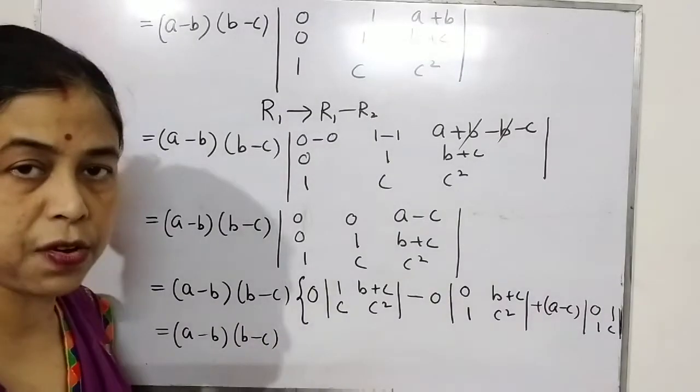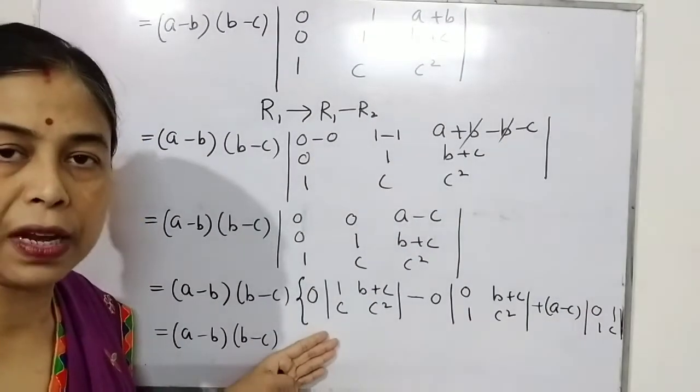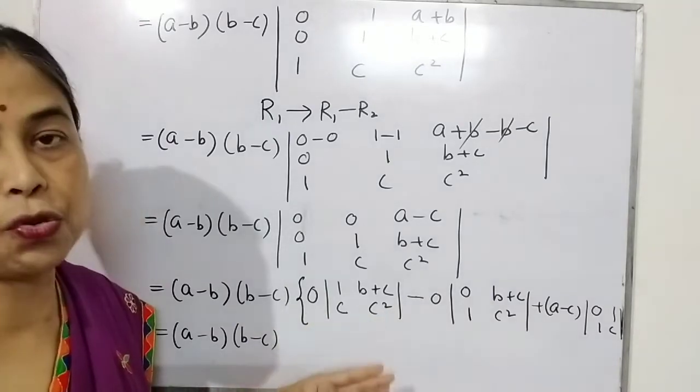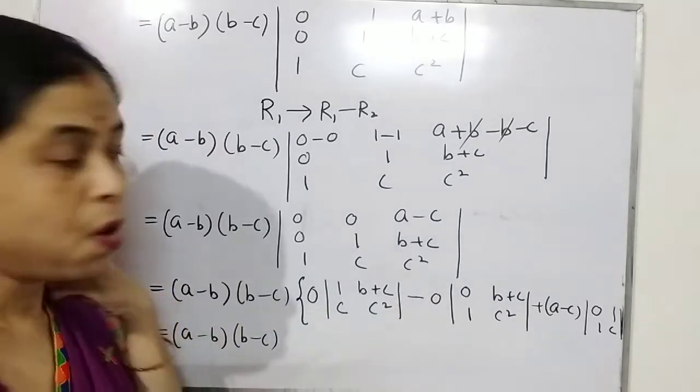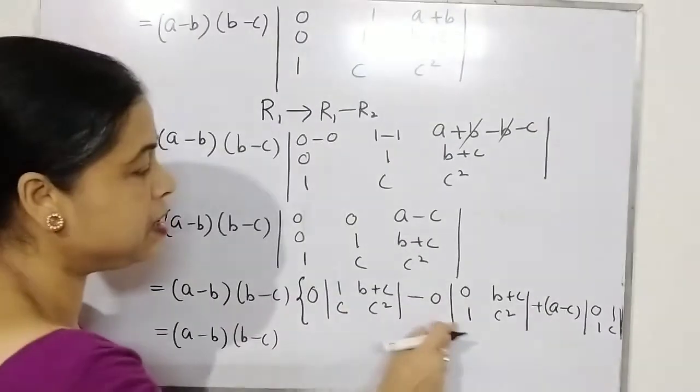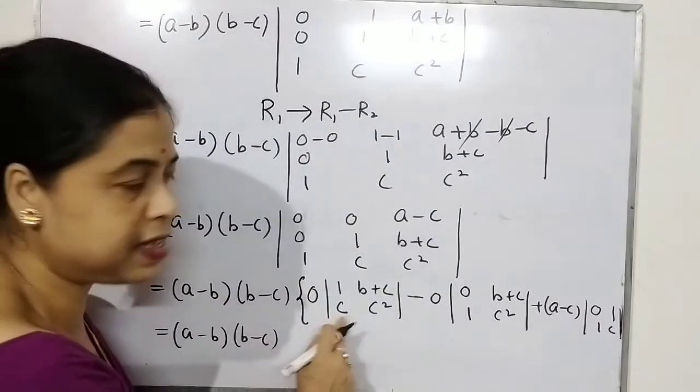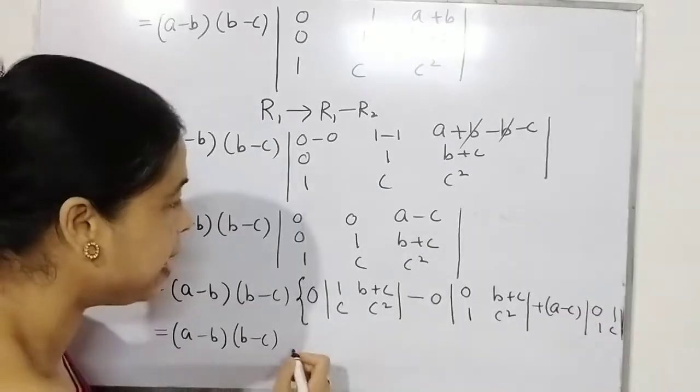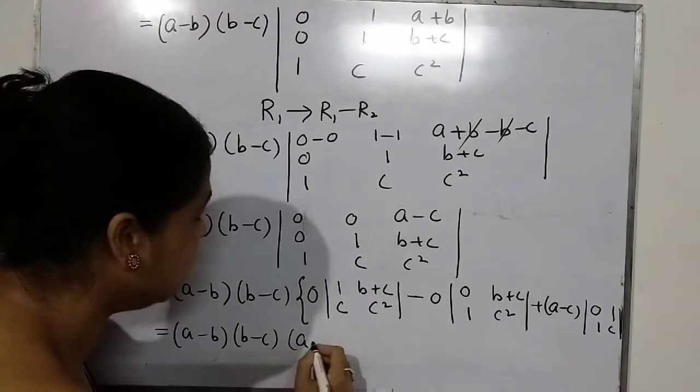0 into something will give you 0. Actually, without writing this also, we can do it. I just want to show you how to expand. That's why I'm writing this step. Without this also we can write down, because this will give you 0, don't have to write down. Minus 0, again I am not going to write. What is left there? A plus c will be there.